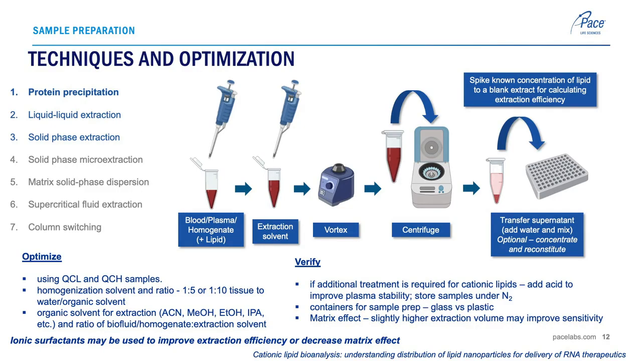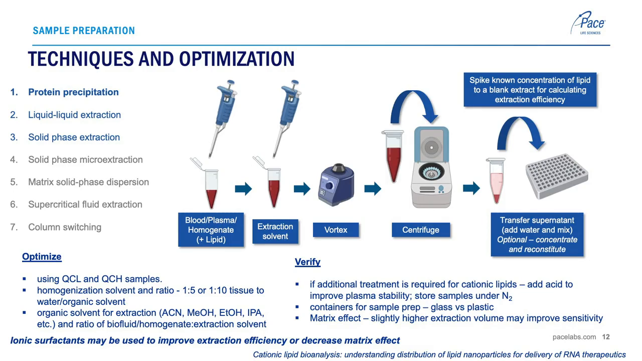Once the samples are vortexed or extracted, spin them down and transfer the supernatant to well plates, either 96 or 384 well plates. Add equal amounts of water or higher, and this improves the peak shape significantly. Extraction efficiency can be calculated by comparing the analyte response to the same amount of lipid spiked into a blank extract. This will show how much of the lipid is lost during the process of extraction. Additionally, the response of a matrix-free sample with the same concentration can be used to assess the matrix effect.